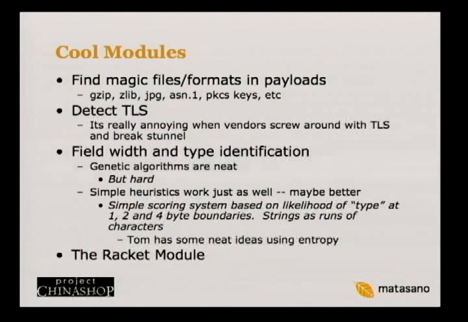So some of the modules we've done and are working on, and I think some of these are pretty damn cool, if I must say so myself, because I probably do. One of the ones we have is actually the ability to find interesting magic numbers and files and things of that type within packet payloads. It's really easy to do, right? Files have headers that allow you to tell what type they are. So we're able to identify things like gzip components, zlib components, JPEGs, if you want to do that for some reason.